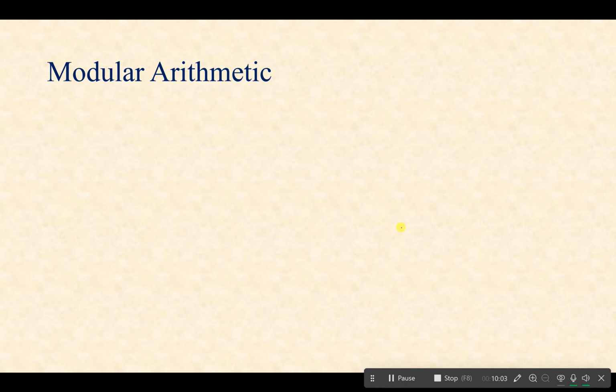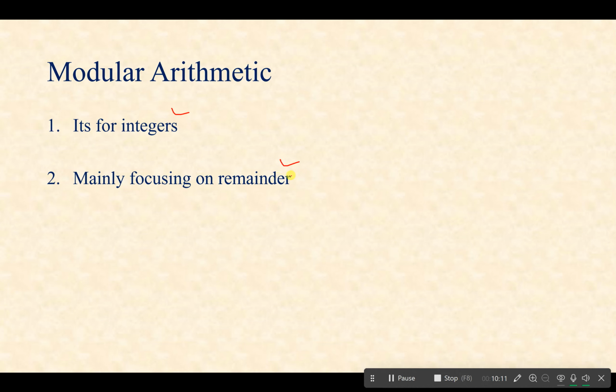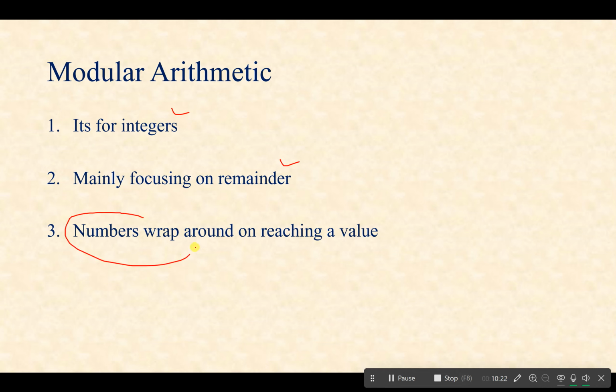Next, we'll go to the important thing, modular arithmetic. See, modular arithmetic is defined only for integers. So it is mainly dealing with the remainder. So how much do we get after we divide? What is the remainder? And in modular arithmetic, one important thing is that all the numbers wrap around. So I'll tell you what this is in the next slide.